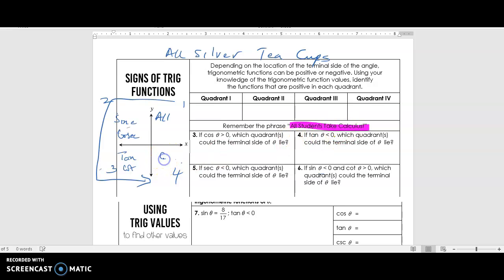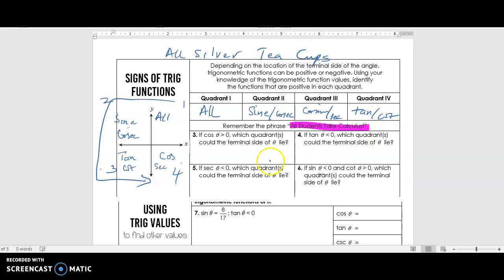for calculus, C for cosine. So cosine and its reciprocal function secant is positive. So all students take calculus is how you remember this information. So in the first quadrant, all signs are positive, all ratios are positive. Here sine and cosine, cosecant, and third quadrant cosine and secant, and fourth quadrant tan and cotangent.